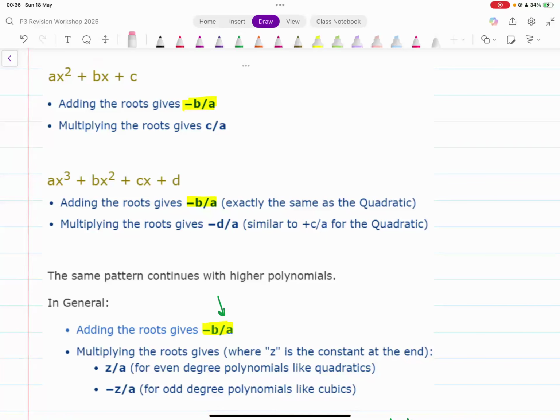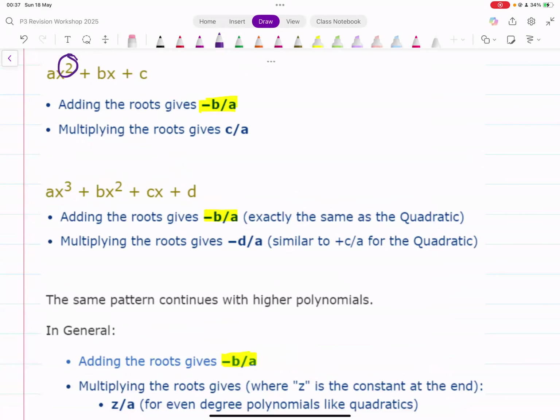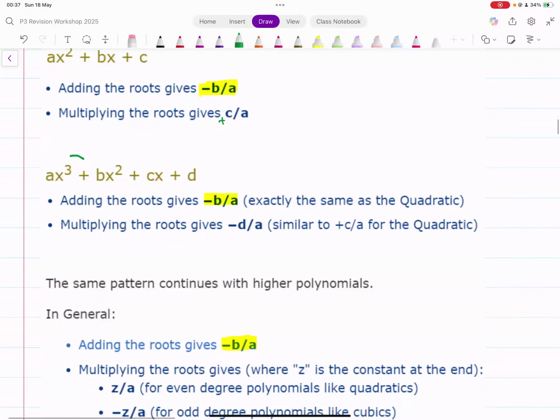But for product of roots, the formula is the constant term divided by the first term. And there's another detail there. When the degree of the polynomial is even, then the formula has a plus sign with it. If the degree of the polynomial is odd, the formula has a negative sign with it, the product one. The sum formula remains the same, that's minus b over a. For the product, if it's an even degree, the formula has a positive sign. If it's an odd degree, the formula has a negative sign.